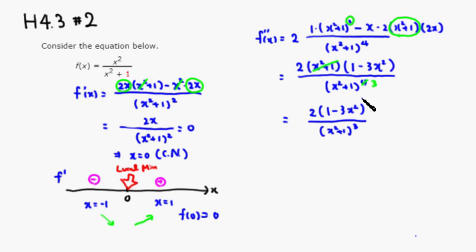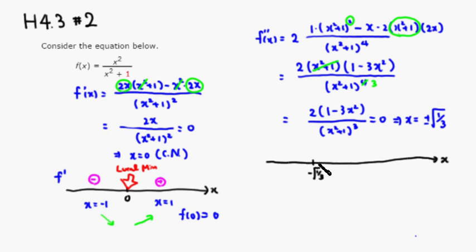If you set that equal to 0, we set this guy equal to 0, so x equals, we want x squared to be 1/3, so you take plus or minus the square root of 1/3. Then we have to make sure there's a concavity change there, so do a number line. It's going to be negative square root of 1/3 and positive square root of 1/3.